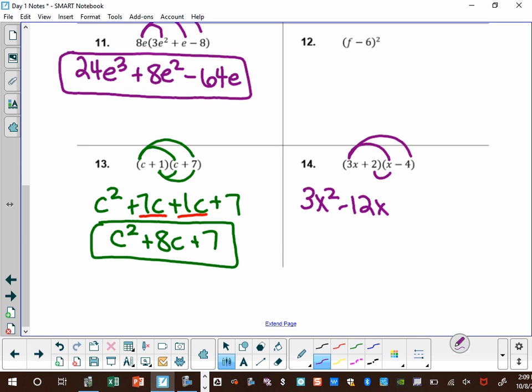All right, so now my positive 3x went to everything, and I'm going to multiply the bottom. 2 times x, and 2 times negative 4. Negative 8. All right, I have like terms here. So I have 3x squared by itself. What is negative 12x plus 2x? Be careful, it's a negative. Negative 10x. My negative 8 just comes straight down.